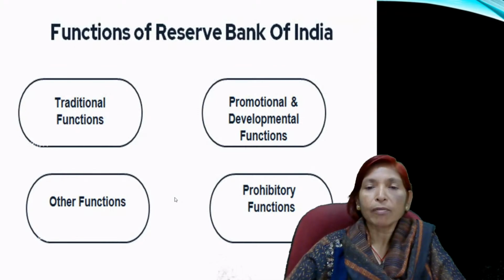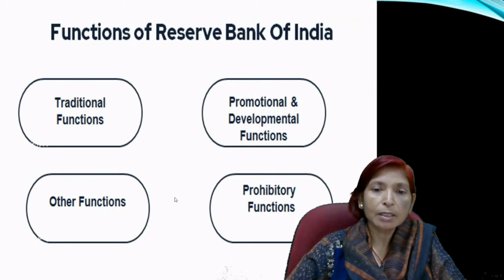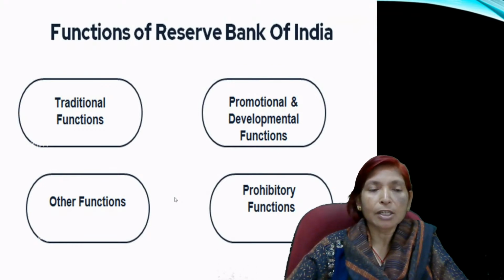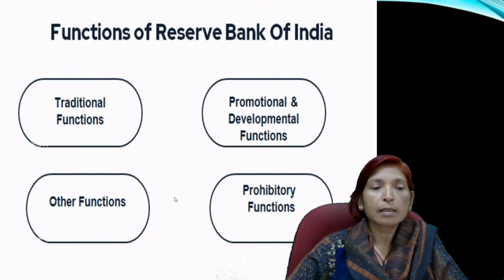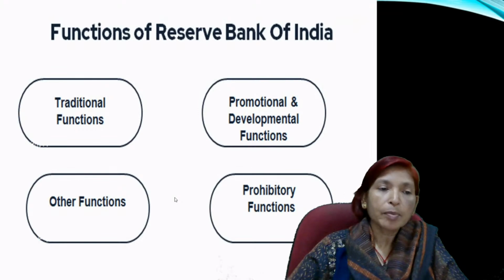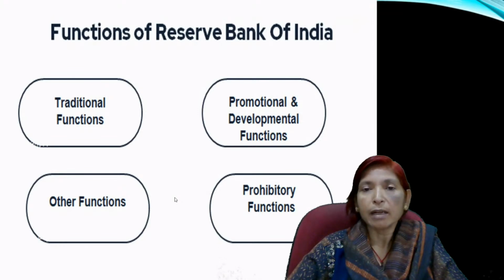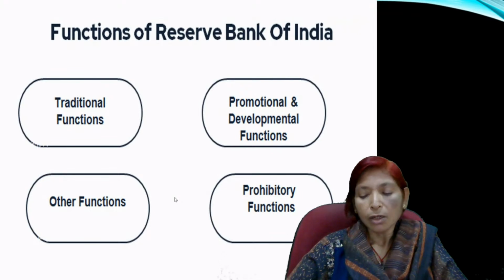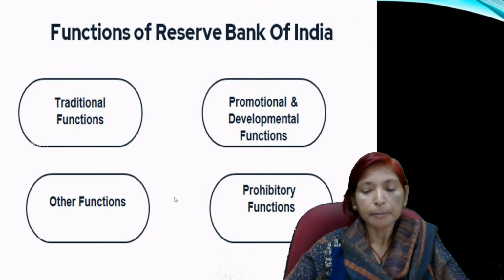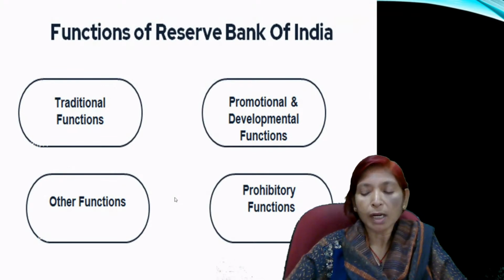Now, the functions of the Reserve Bank of India can broadly be classified into four main groups. One is traditional functions. Traditional functions are things like issuing paper currency, bankers' bank, government's bank, and RBI as the manager of foreign reserves. And next are promotional and development functions, other functions, and the prohibitory function, which is the function of prohibiting. It means RBI can prohibit or restrict some things which are not to be done by commercial banks. So these are the main four functions of RBI.